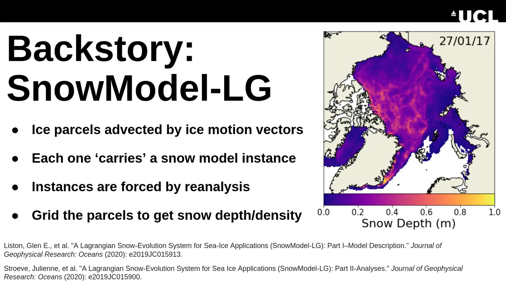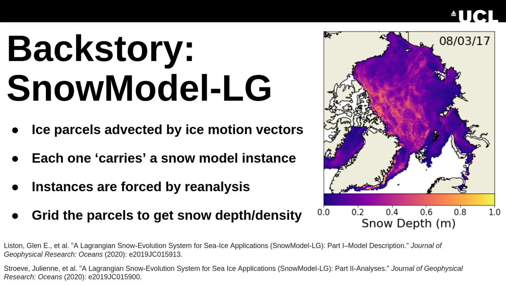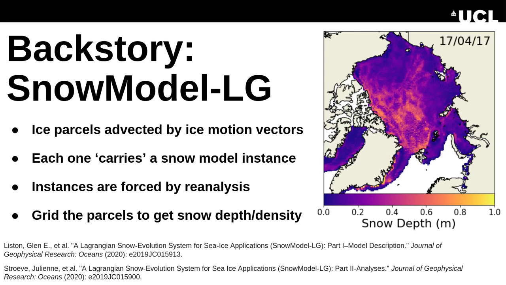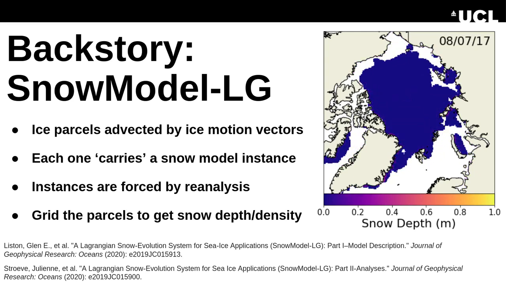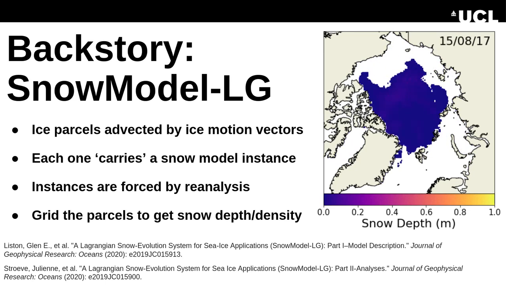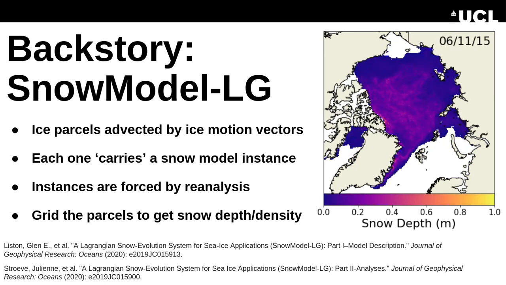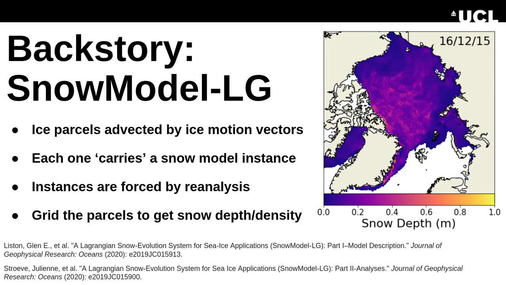The first is that gradients in snow distributions can be maintained to a much higher level. On the right of this slide, you can see the fine spatial structure in snow depth, shown by Snow Model LG. Another advantage is that the stratigraphy of the snow in each grid cell is well defined. This allows the modelling of the snow's microwave emissions.